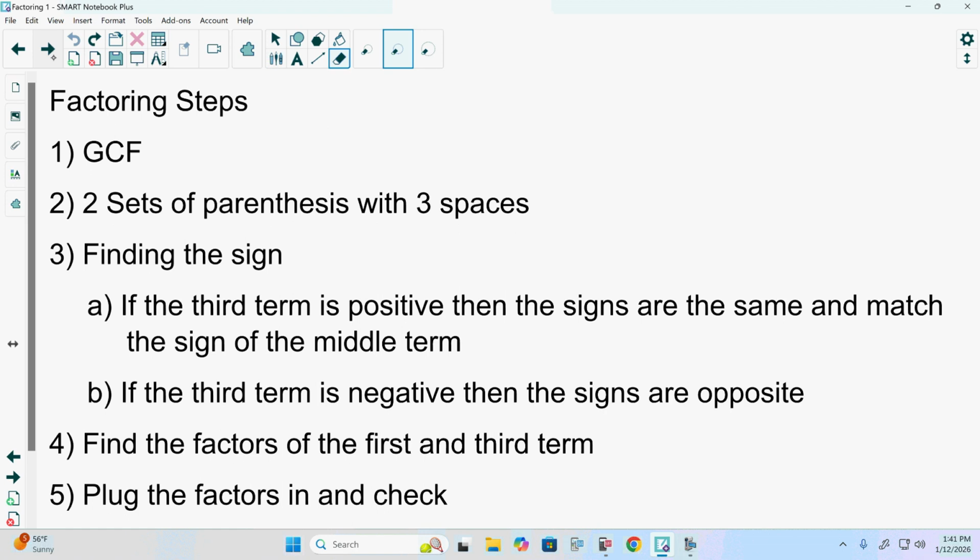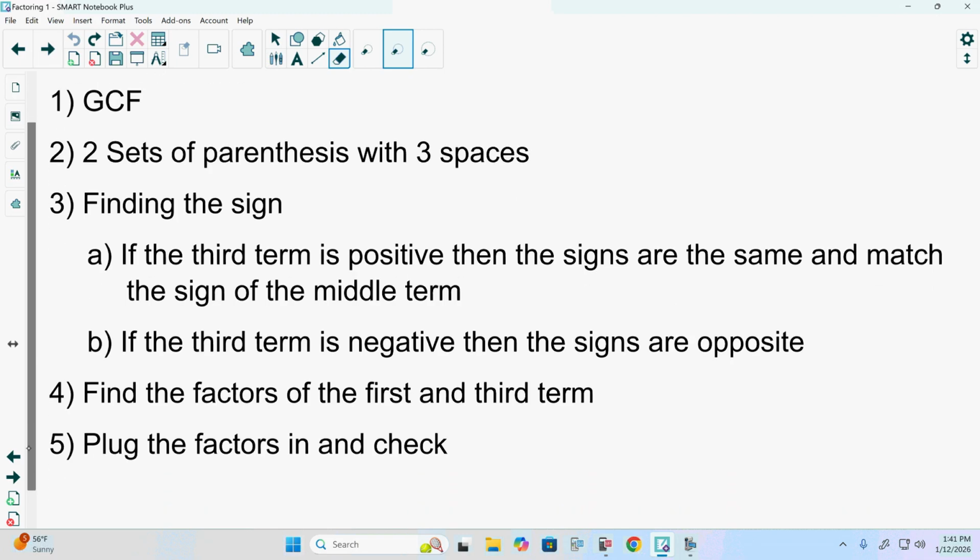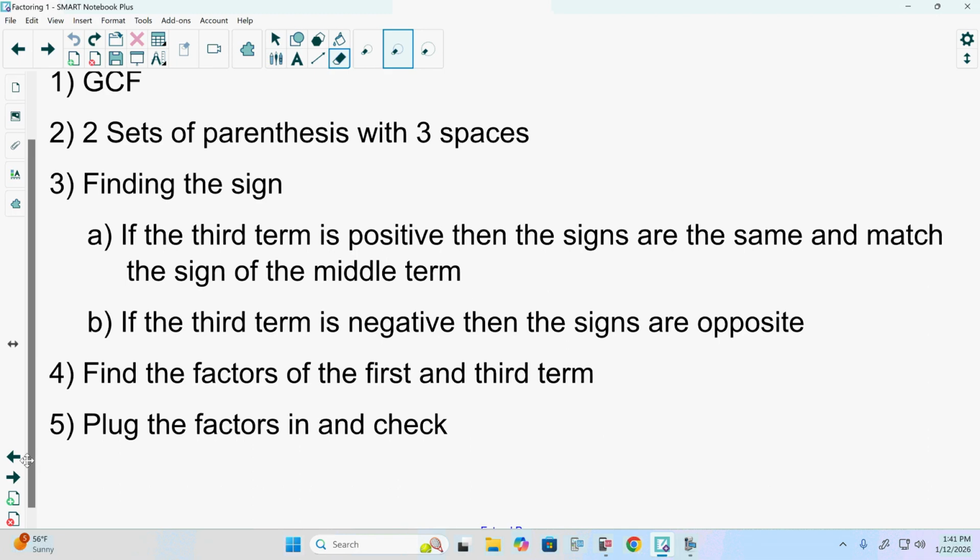Our third step is finding the sign. If the third term is positive, the signs are the same and match the sign of the middle term. If the third term is negative, our signs are opposite. Our fourth step is to find the factors of the first and third term. And lastly, once we find those, we plug them in and check and make sure we have the correct factors.